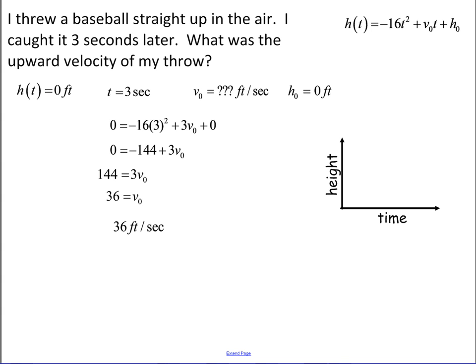If I were to draw the height versus time graph of this, just to give you an idea of how this works, I throw it up at 0 seconds, and it lands back in my glove at 3 seconds. And in the meantime, it goes up in the air, kind of slows down, turns around, and then comes crashing back to me. So it forms a parabola shape as far as the height versus time.